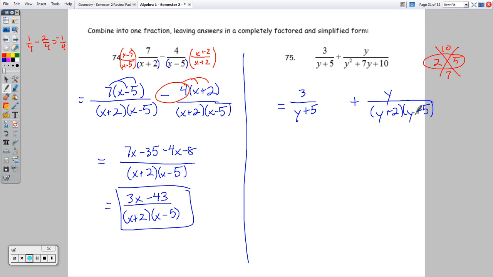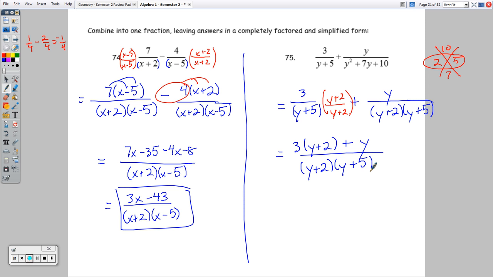So I notice here I've got y plus 2 and y plus 5, but here I only have y plus 5. If I multiply this by y plus 2 on the top and the bottom, then I will have a common denominator for these. Then I can just add the tops together from there. So this is y plus 2, top and bottom. You've got 3 times y plus 2 plus y. This is going to be all over the common denominator we have there, y plus 2 times y plus 5.